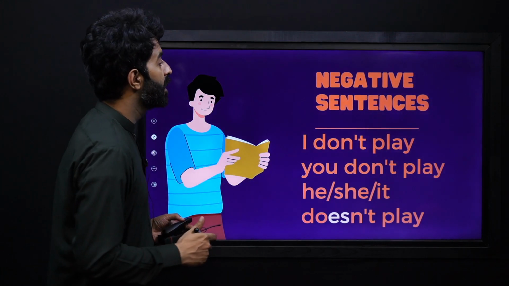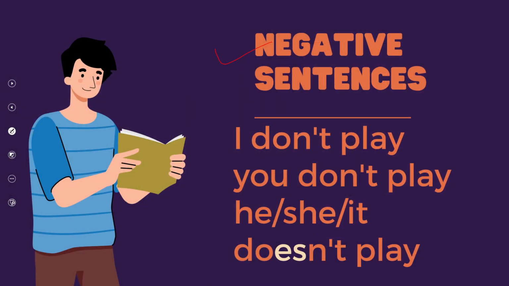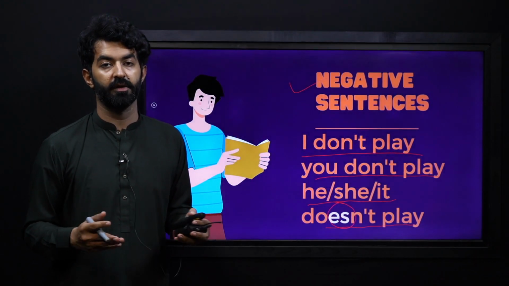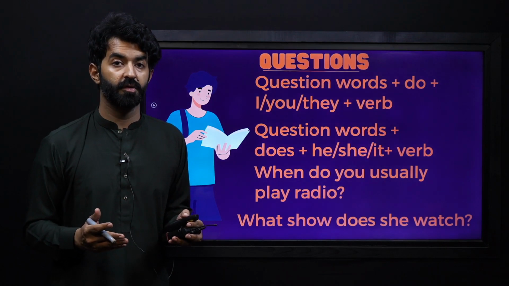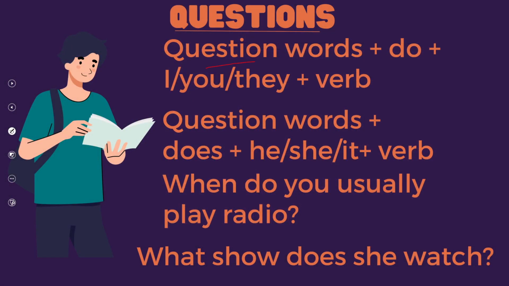Now moving forward with negative sentences like I don't play, you don't play, he, she, or it doesn't play. So here we also use our present simple with negative sentences. Now with questions, with interrogative sentences, we use question words plus do plus the pronouns plus the verb. So question words plus does plus the pronouns plus the verb.